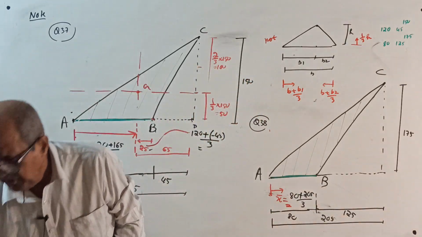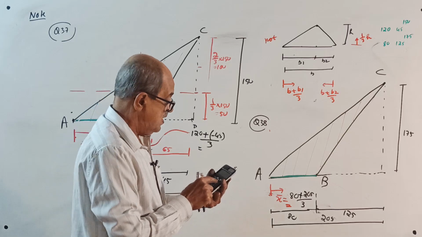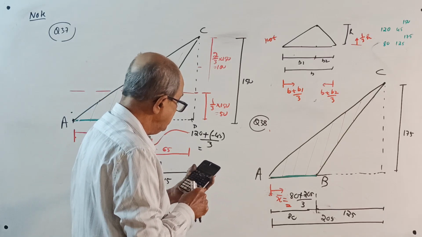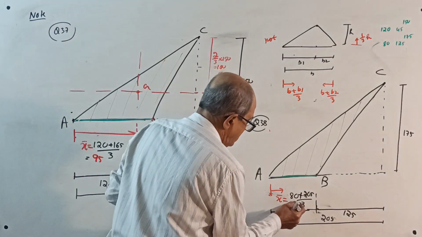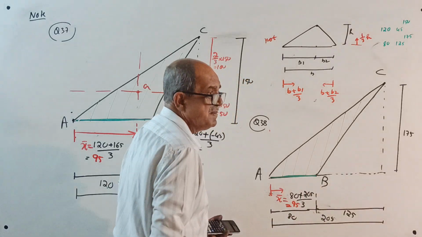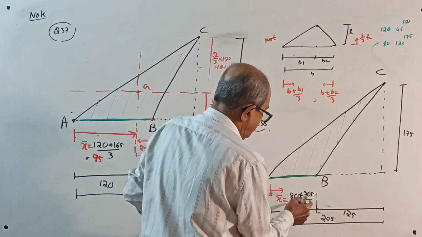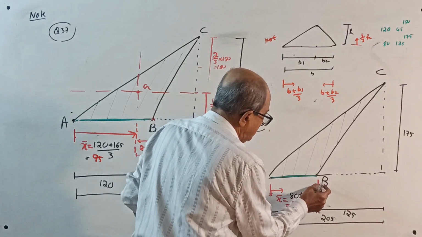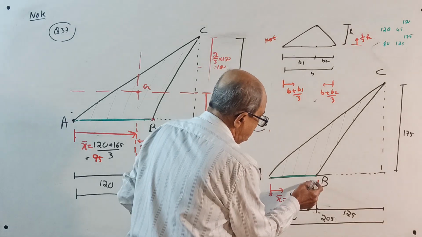Calculate. I'll tell, calculate how much. 80 plus 205 divided by 3 is 95. Yes, 95. Correct. So the same answer you got. Whereas from here you got 95. Suppose you want from here x bar. See, from here x bar.